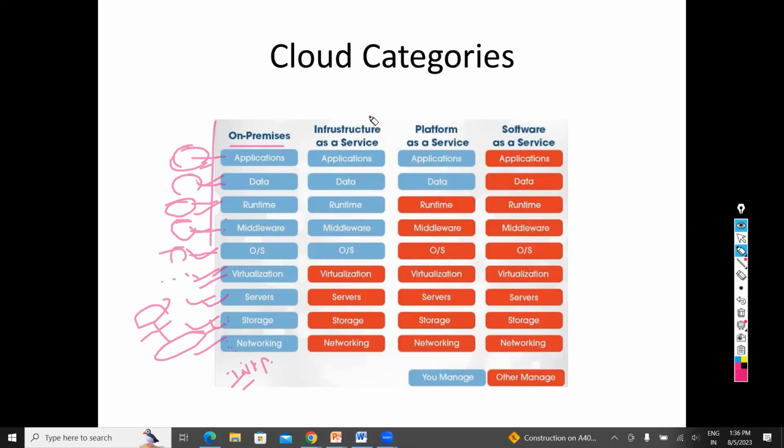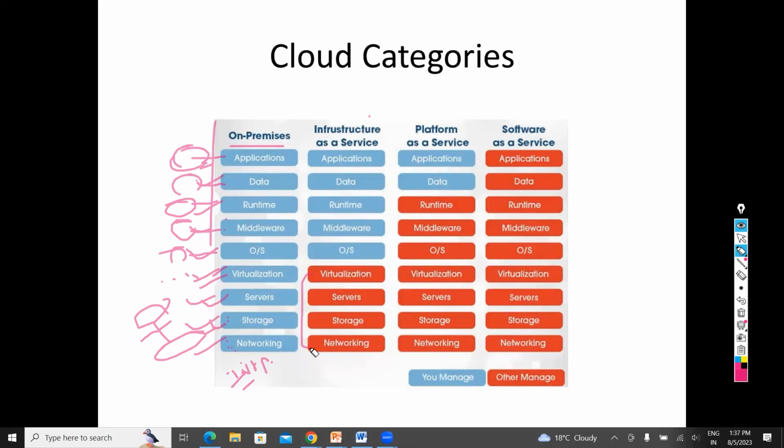In infrastructure as a service, networking, storage, server, and virtualization are the responsibility of the cloud service provider. So you do not need to worry about routers, routing, VTP, STPs, VLANs, storage redundancies, or the data which is stored on the storage. You do not need to worry about the servers or the virtualization. All these things will be managed by the cloud service provider.